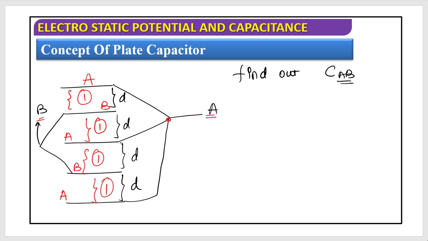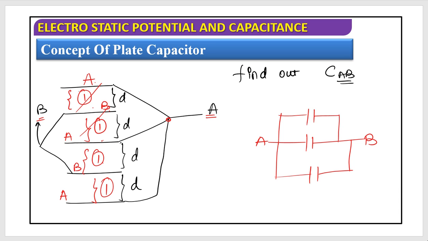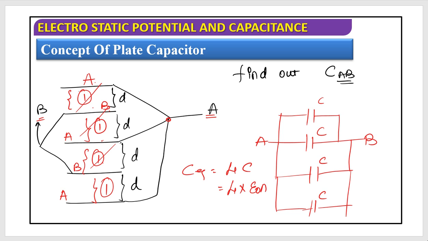So now let's draw a diagram of this. On one side I have A, on the other side I have B, so there is one capacitor between A and B. Let's draw it. This is done. Let's have one more between B and A, one more between A and B, and one more between B and A. So this is C, this is C, this is C, this is C. So the equivalent capacitance would be 4C. If you wish, you can write it as 4 epsilon naught A by d, and the thing will be done.